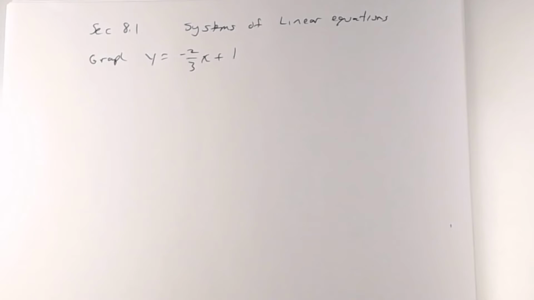First of all, notice from a previous course that this is in what form? When y is by itself. Slope-intercept form. That's the slope-intercept form. So remember that y equals mx plus b? Y equals mx plus b? So that's slope-intercept form.